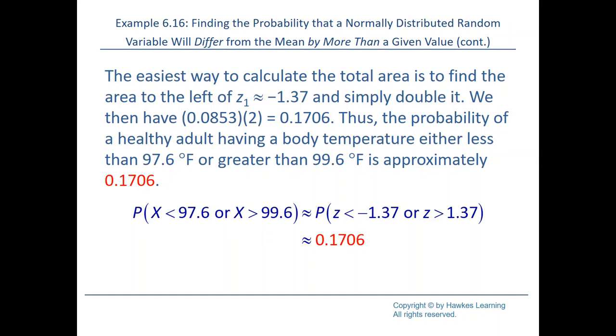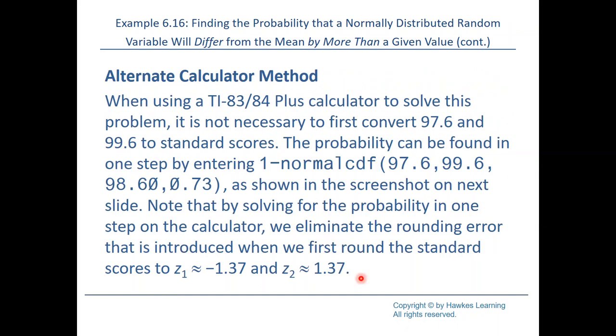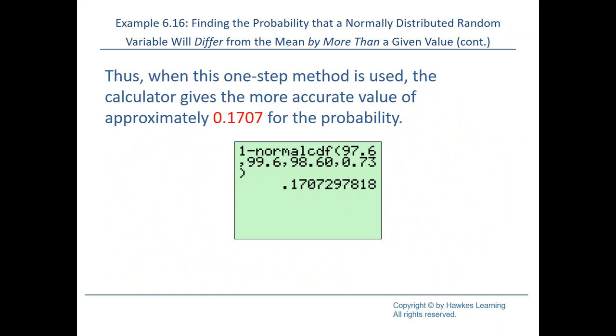But for those of us that invested in that better calculator, a TI-83 or 84, which was highly recommended for this course, all you have to say is 1 minus normal CDF of 97.6, 99.6, comma, your mean and your standard deviation, as shown in the next screenshot. And again, you'll get pretty much the same answer of 0.1707. It's actually a little bit more accurate than using the tables, because the tables are pre-rounded.